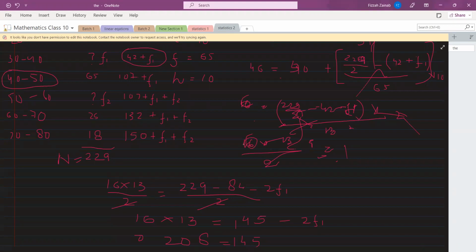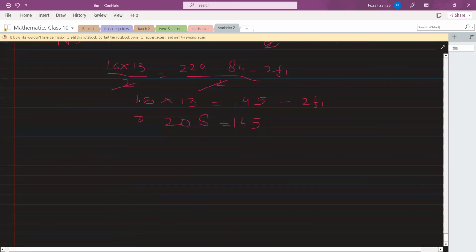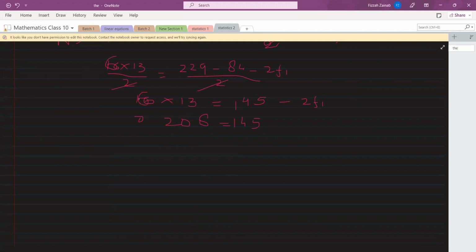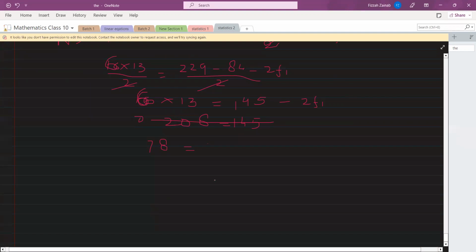Clear? So this is not 16, it's just 6. So 6 into 13 you have to do. That is why you are getting negative. Okay, how much is 6 into 13? So 6 into 3, 18, 8, carry 1. So 78 I'm getting, right? 78. Okay, so 78 is equal to 145 minus 2f1. Now please solve it. You bring f1 on one side and other values other side. Now tell me how much is f1.